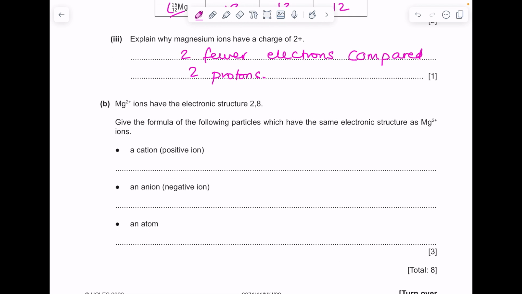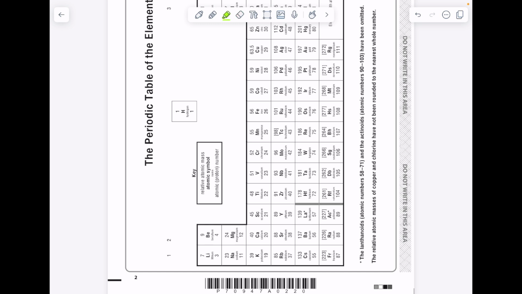Magnesium ions have the electronic structure 2,8. Give the formula of the following particles that have the same electronic structure as magnesium. A cation, which is a positive ion. So we need them to have the electronic configuration 2,8. That gives us 10 electrons altogether. So to have a positive ion, you need an extra proton. So you need an element with 11 protons. So here's 11 protons belonging to sodium. So it must be Na+.